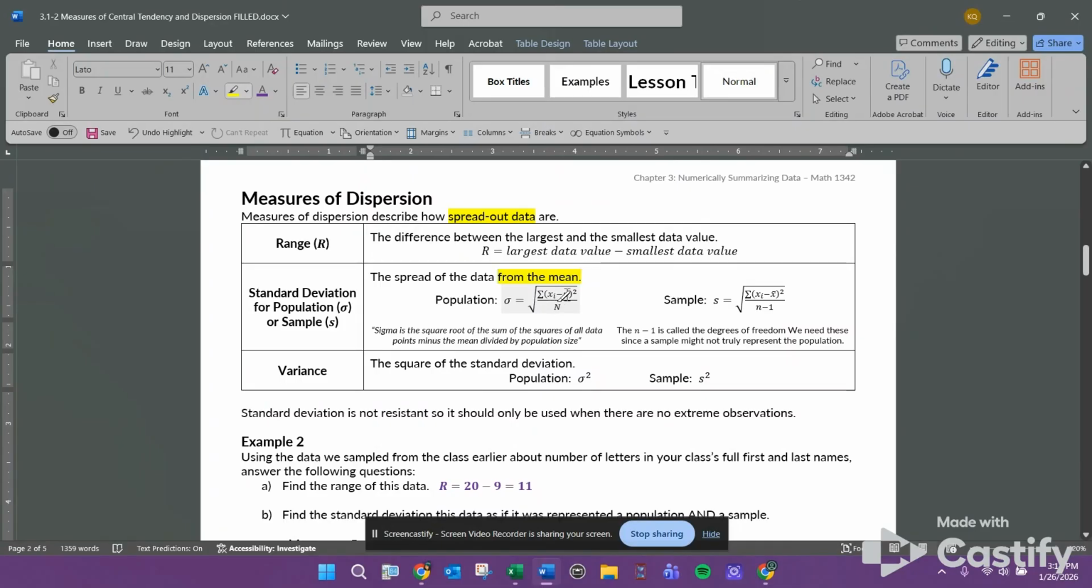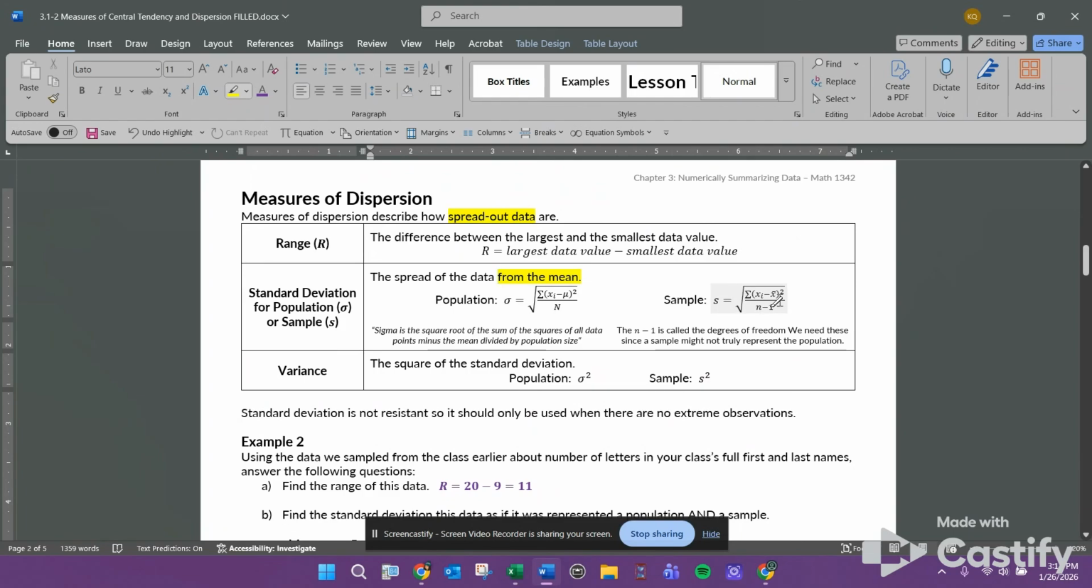So we're going to find the mean. We're going to subtract the mean from each and every observation we have. We're going to square those numbers. We're going to add up the squared numbers. We're going to divide the sum by the total population and then take the square root to get sigma.